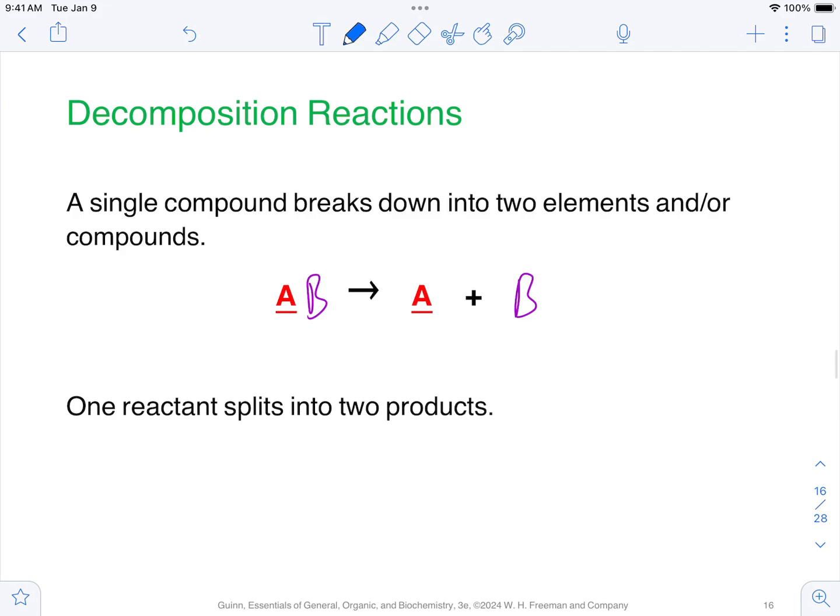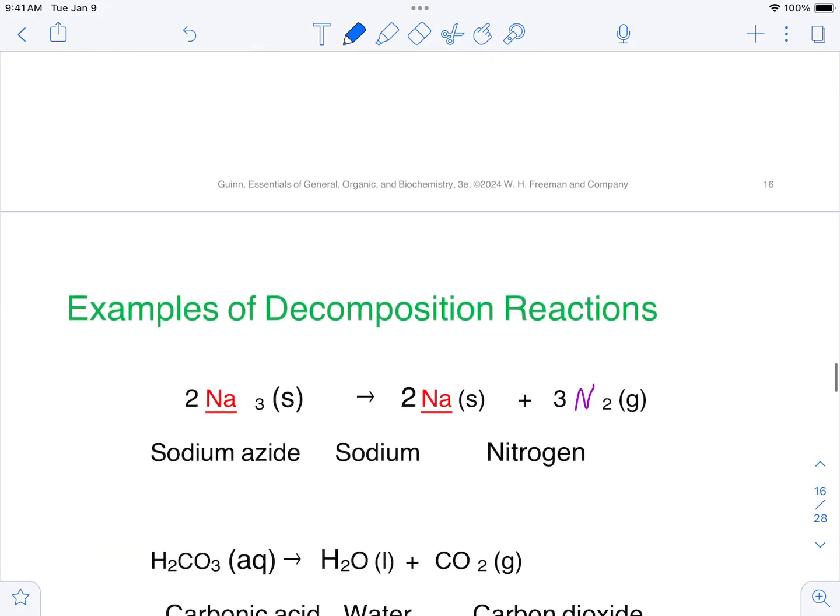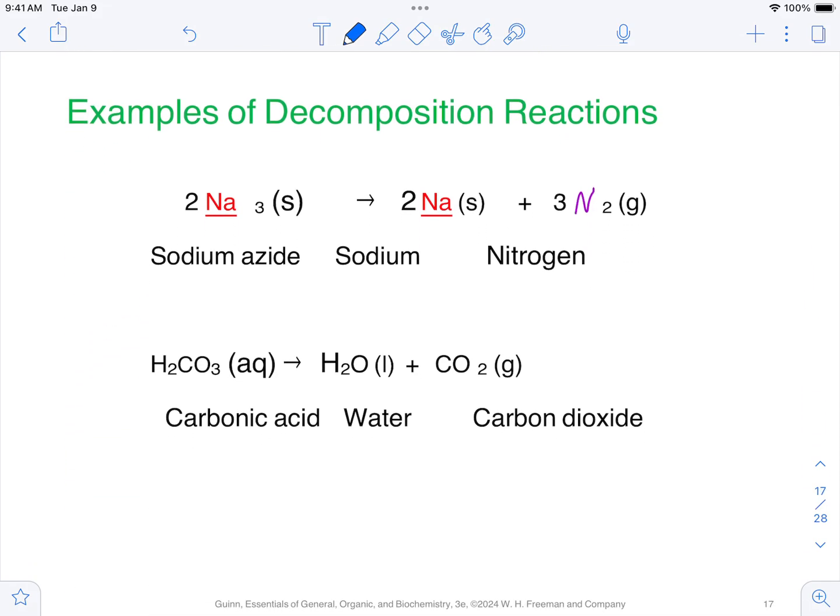A decomposition is the opposite of a combination reaction. So now we're starting with one compound, and we're breaking it up, we're decomposing it into its elements separated by a plus sign. So the big difference between combo and decomp is where the plus sign is at. An example of a decomposition reaction, we have carbonic acid, and that breaks apart forming water and carbon dioxide.